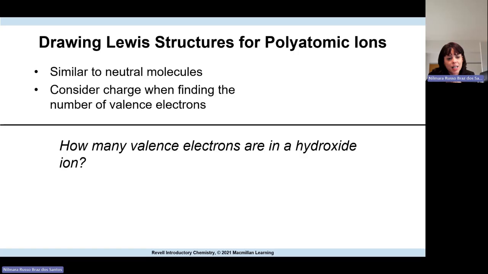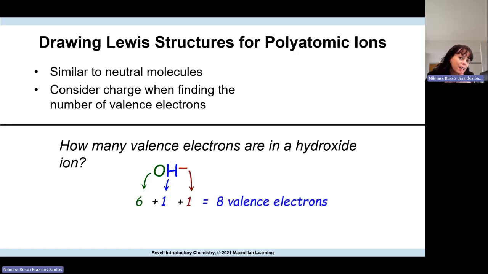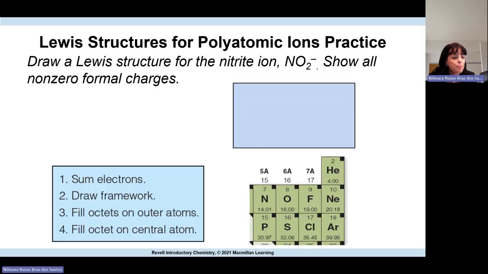So how many valence electrons are in hydroxide ion? So hydroxide ion is -1. I have oxygen with 6, and I have hydrogen with 1, but I have a negative charge, so I need to add 1 more. So in the total, I have 8 valence electrons. This is important because sometimes, mainly in exams, you probably will not take into consideration the negative or positive charge in an ion, but you should, okay?